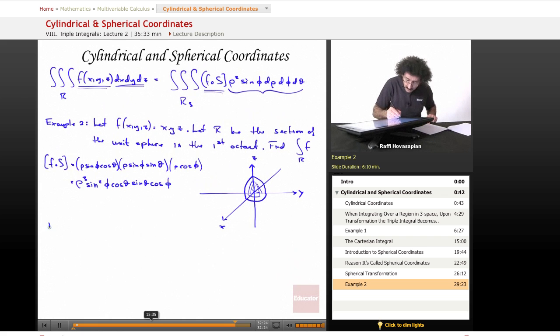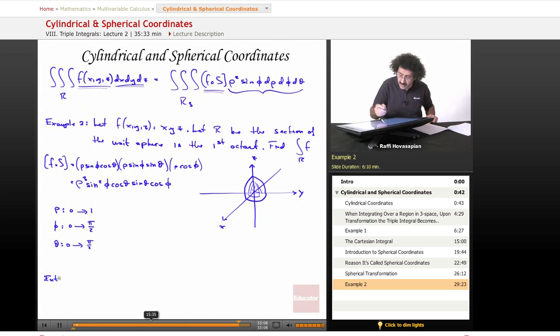Now we'll go ahead and do the integral. First of all, this is the unit sphere, so rho is going to go from 0 to 1. Phi, it's in the first octant, so it's going to go from 0 to pi over 2. It's going to swing down through pi over 2, 90 degrees. And theta is going to go from 0, again, to pi over 2. So now we're ready for our integral.